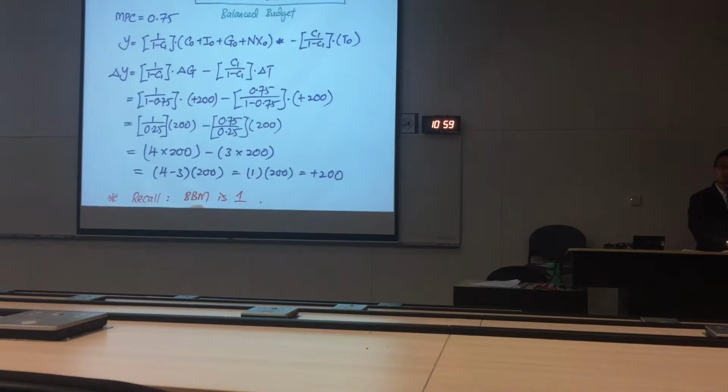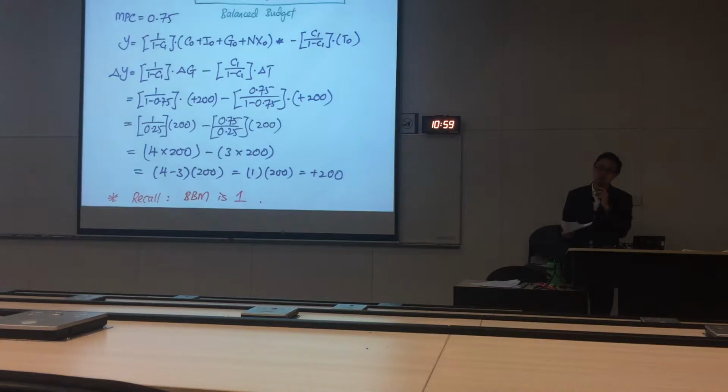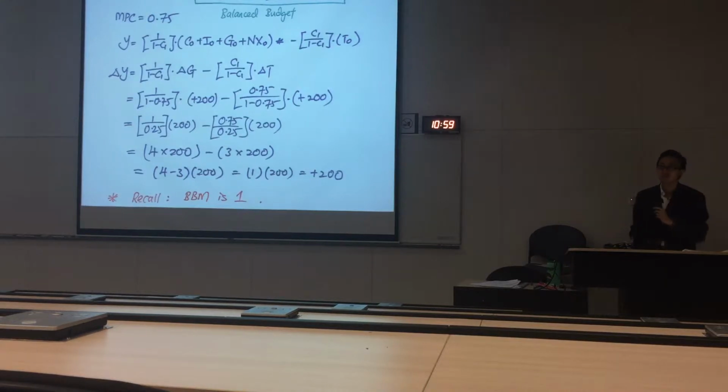BBM is balanced budget multiplier. So tax goes up by 200, the G goes up by 200, it doesn't cancel away everything. You will still see the Y going up by exactly 200.